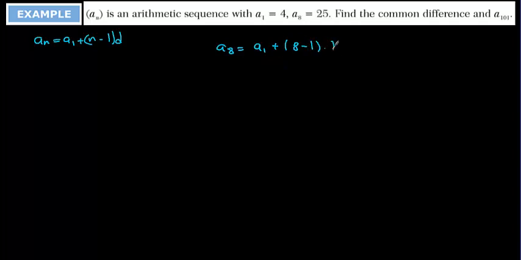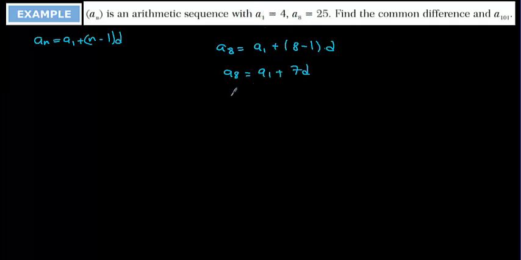Okay, an is an arithmetic sequence. a1 is equal to 4, a8 is equal to 25. Find the common difference. By using the general term formula, an is equal to a1 plus n minus 1 times d. a8 is equal to a1 plus 8 minus 1 times d. It's going to be a8 is equal to a1 plus 7d, and we know a8 and a1.